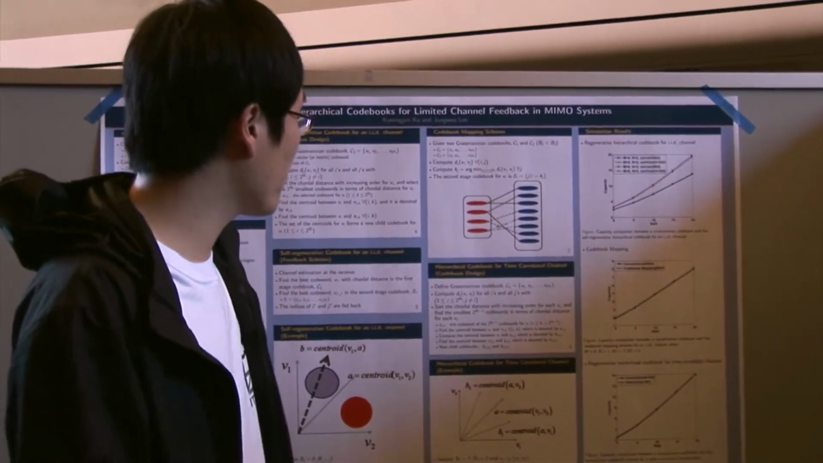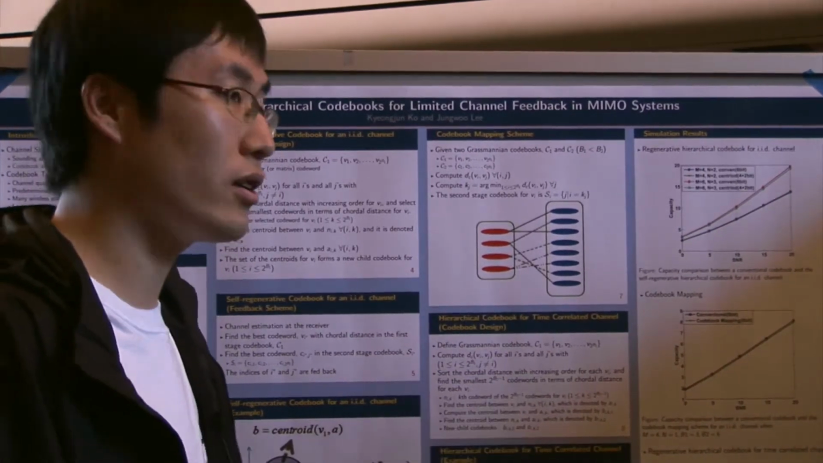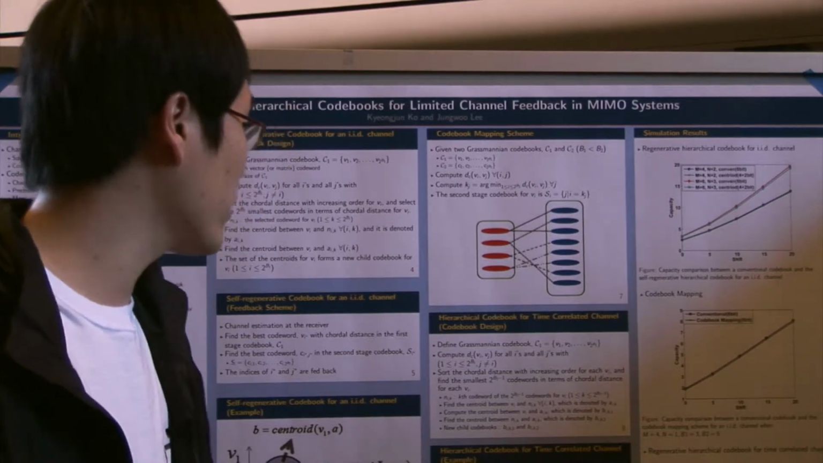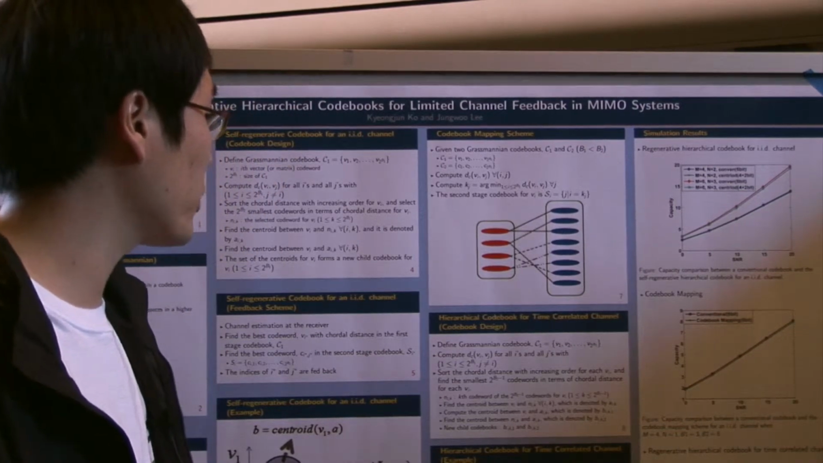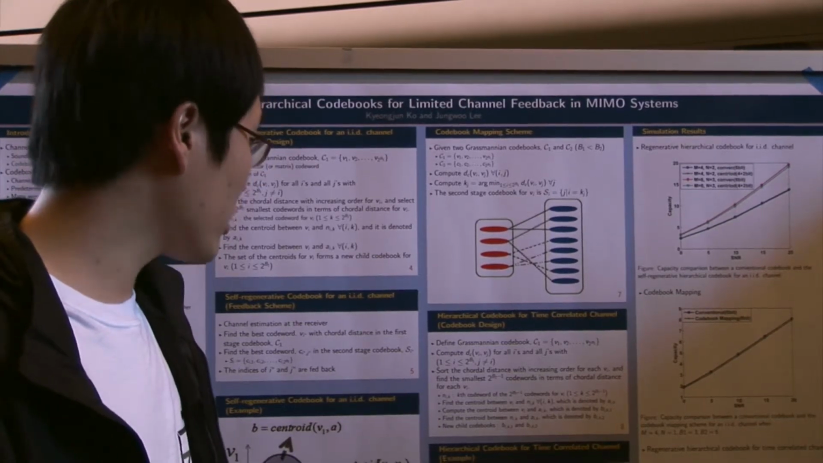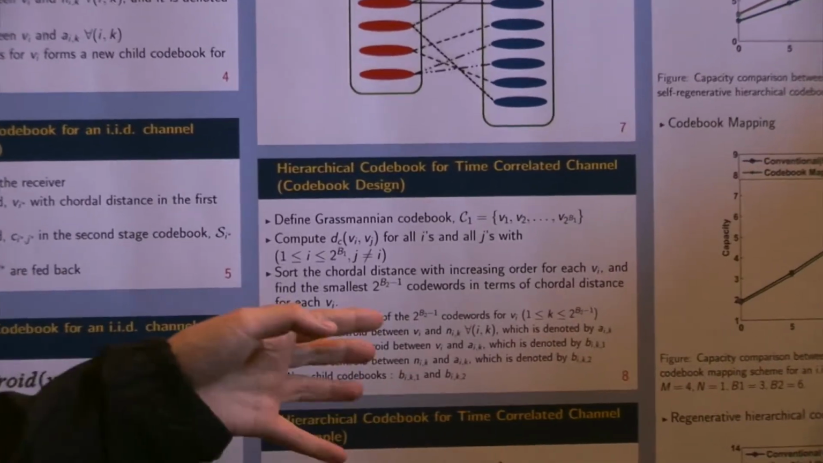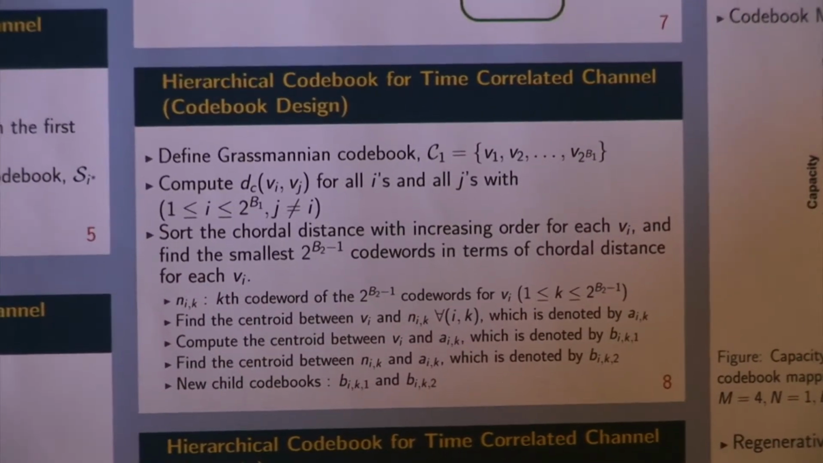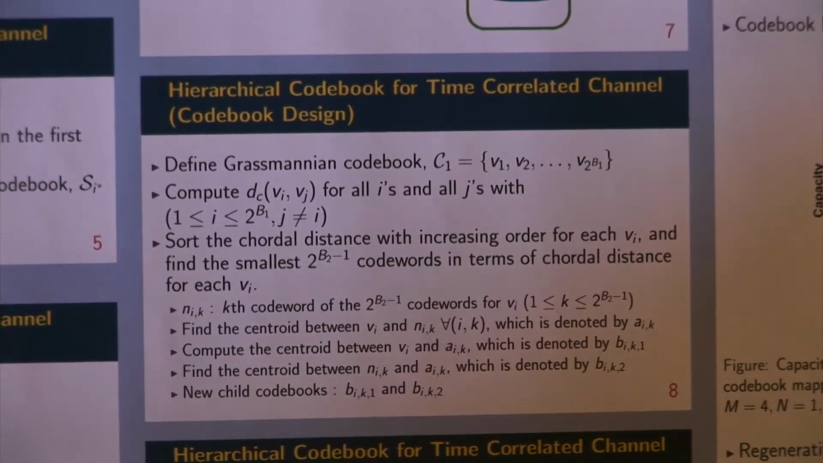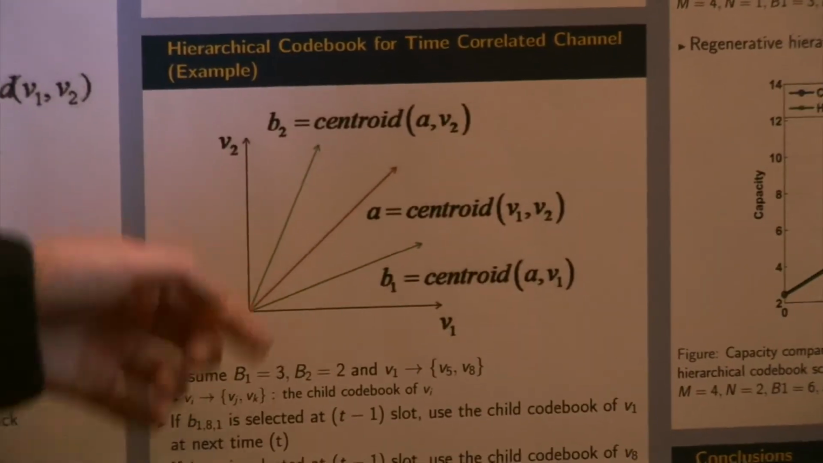The last proposed codebook is the hierarchical codebook for a time-correlated channel. The first two steps are similar to the first stage codebook of the proposed codebook for the IID channel. In the third part, we find the smallest 2 to the v sub 2 codewords in terms of codeword distance for each v sub i. And finally, this figure shows the codebook design process.